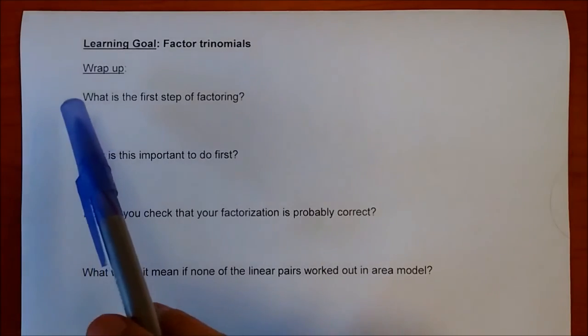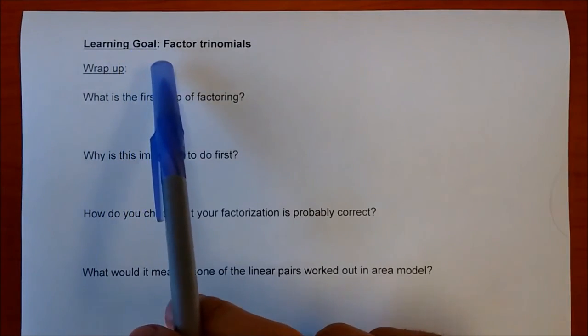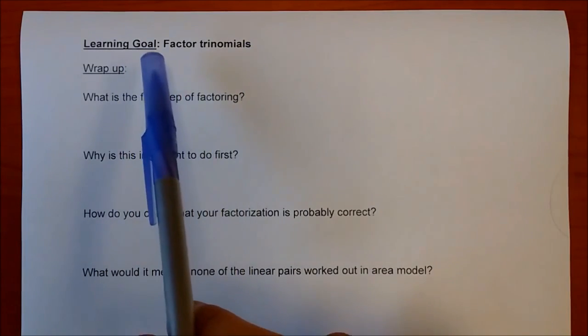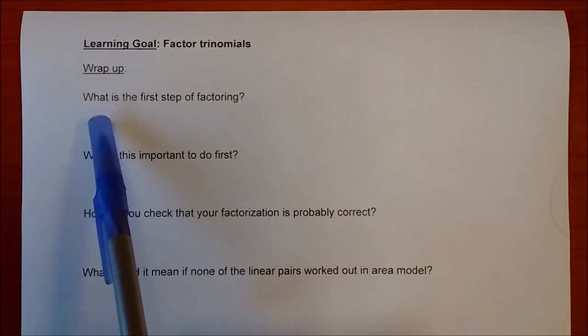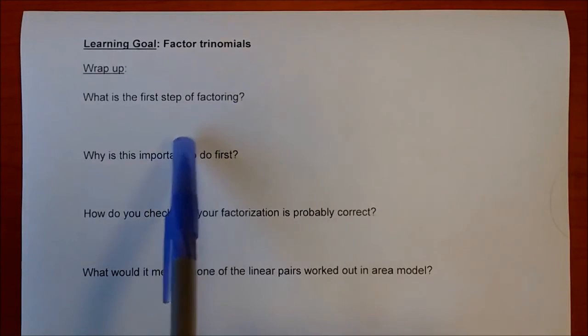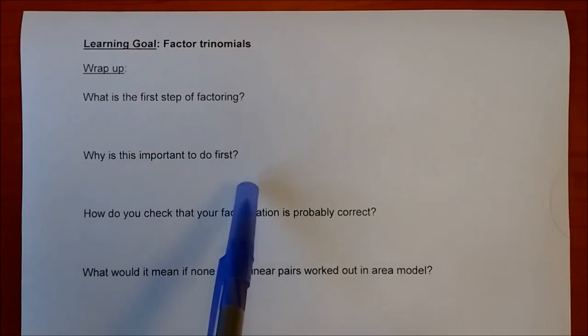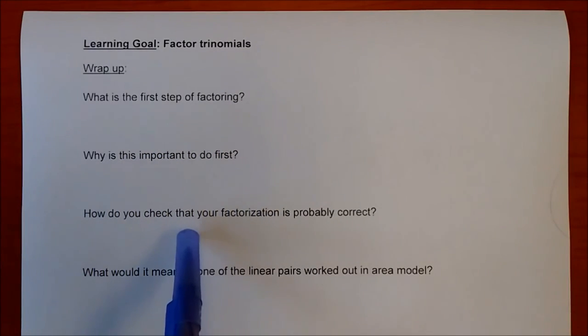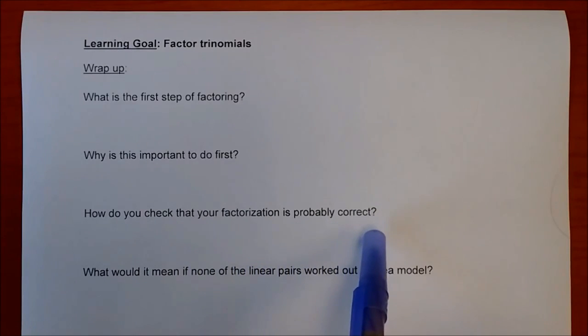So as we wrap up the lesson, remember that our learning goal was to factor trinomials. So here are some questions for you to answer. What is the first step of factoring? Why is this important to do first? How do you check that your factorization is probably correct? What would it mean if none of the linear pairs worked out in the area model?